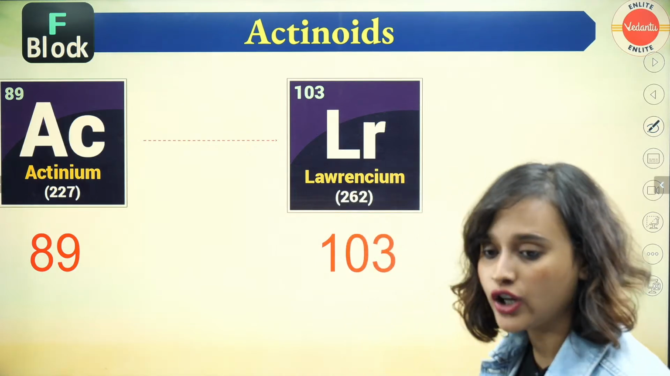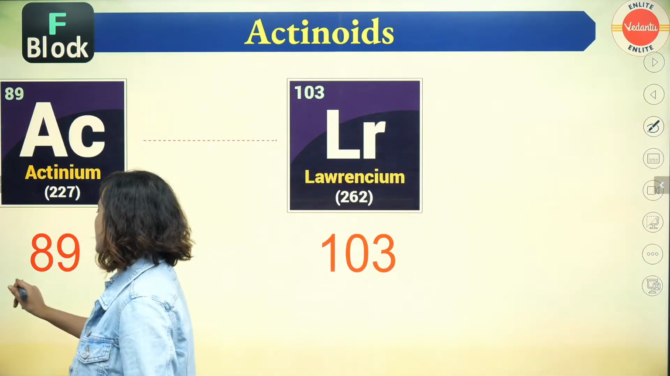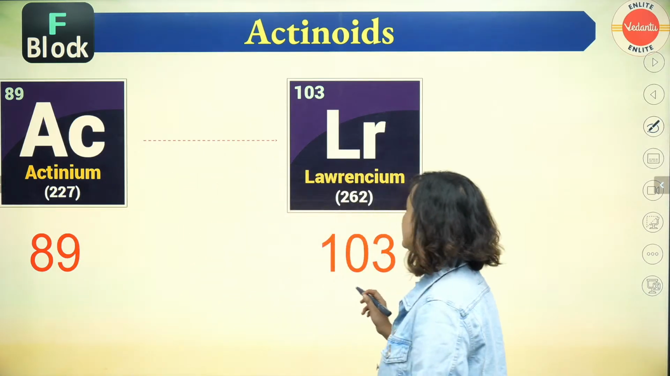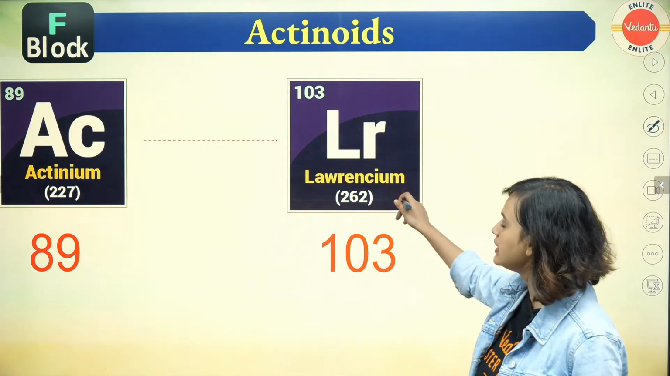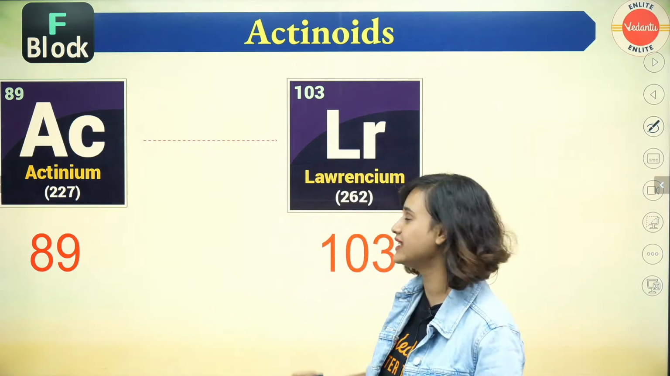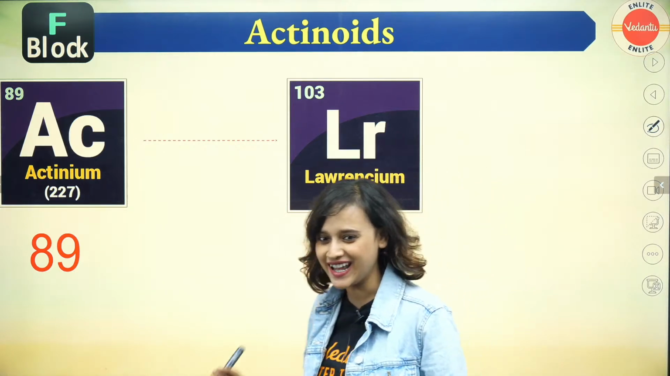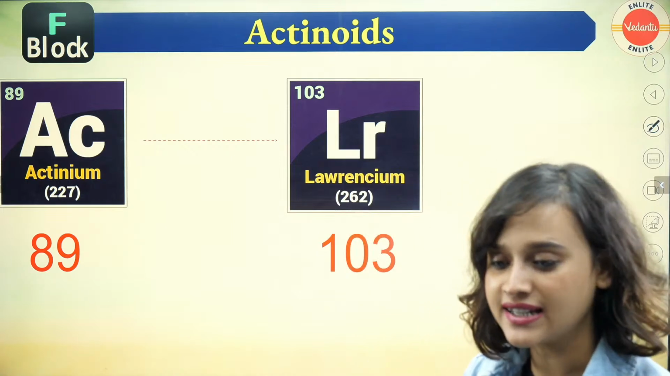Chalo, let's move on. Let's take a look at actinoids. So this starts from 89 to 103. 103 is lawrencium, and this is your actinium. Now, many people think that lawrencium is the last element. Is it the last element? Which one is the last element in the periodic table, everybody?